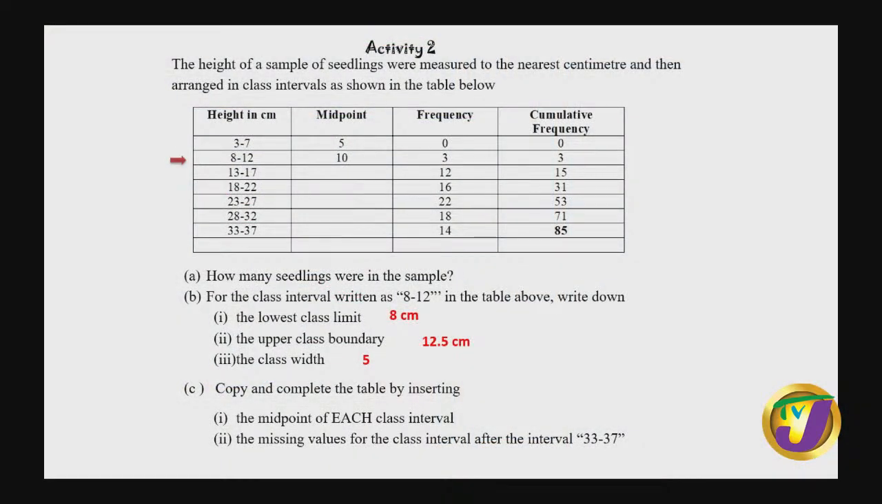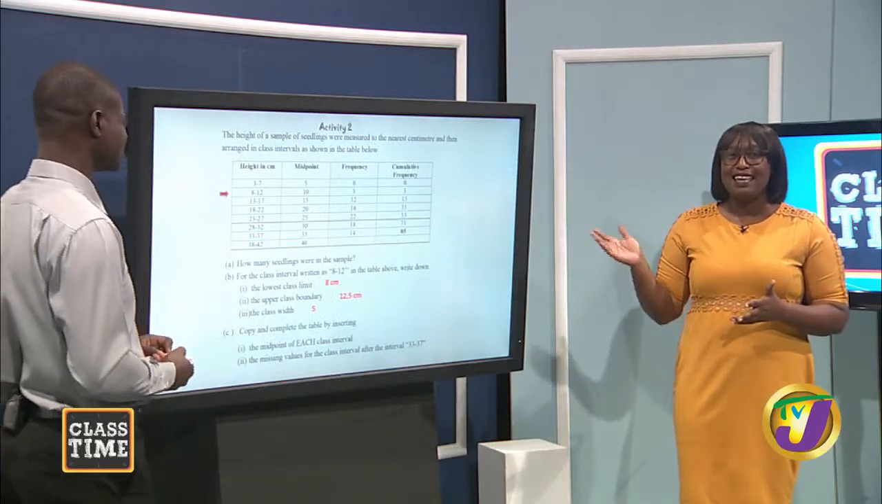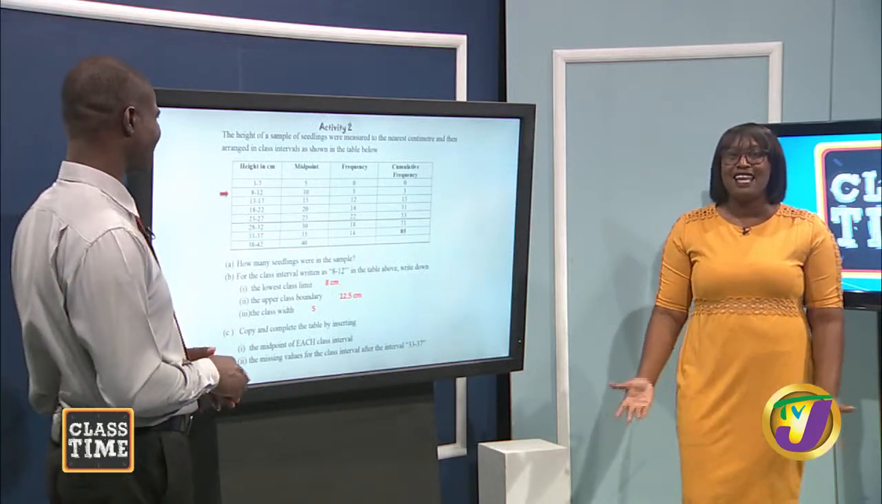But why do you think this information was captured using grouped data rather than the line graph that we looked at before? Well, this is a lot of seedlings. Yeah, it's a lot of seedlings. So can you imagine your graph with 85? I'm going to map that out on a graph with 85 seedlings? Definitely not.